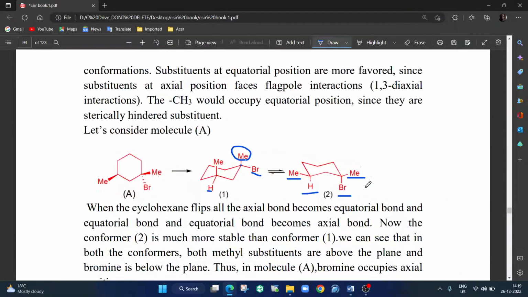Of course this is more stable than this one, because here two bulky methyl groups are equatorial, whereas here two bulky methyl groups are axial. You know, substituents do not prefer the axial position because of 1,3-diaxial interaction. First these two will interact, and then another hydrogen is here, this will also interact. It creates a lot of steric hindrance, whereas when it comes in equatorial position, the problem is not there. So in the first molecule A, Br will occupy the axial position.